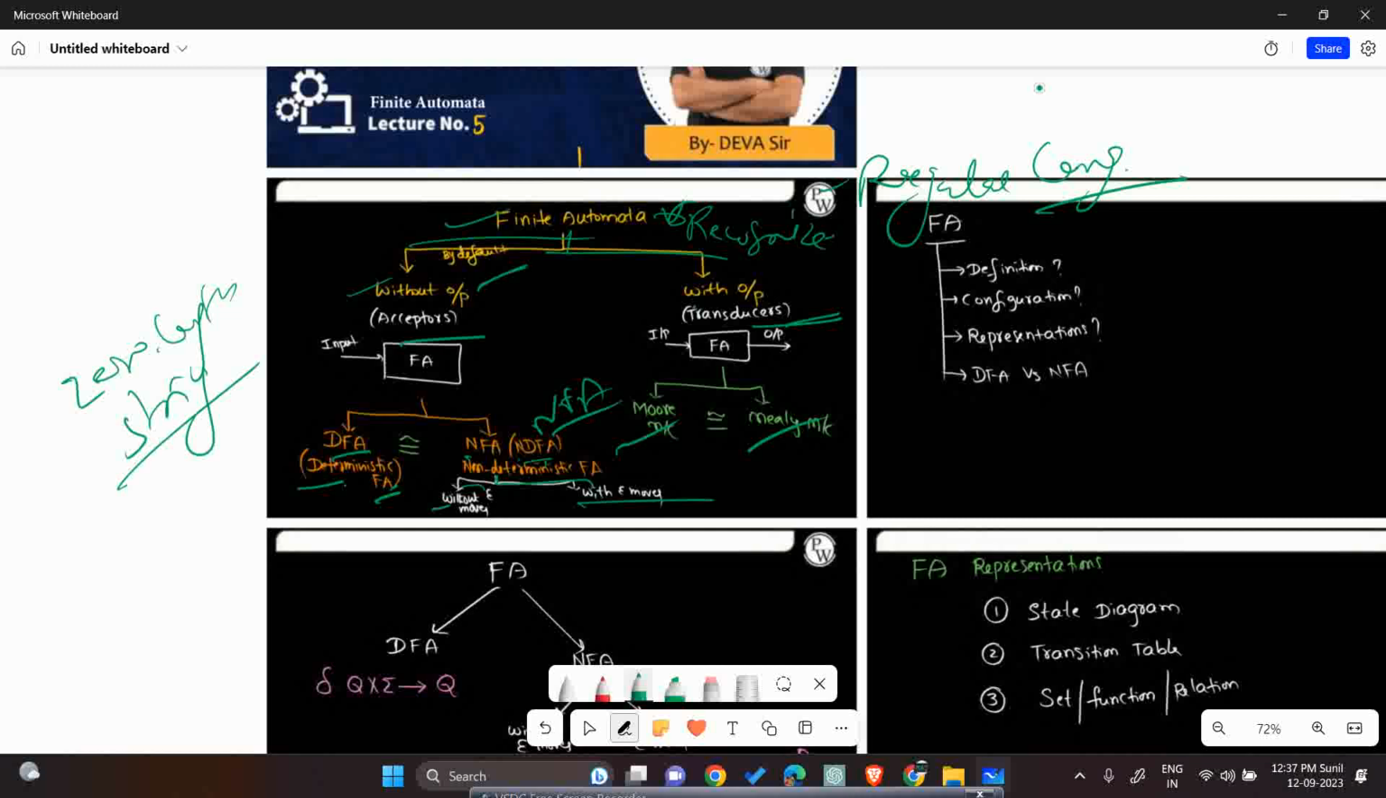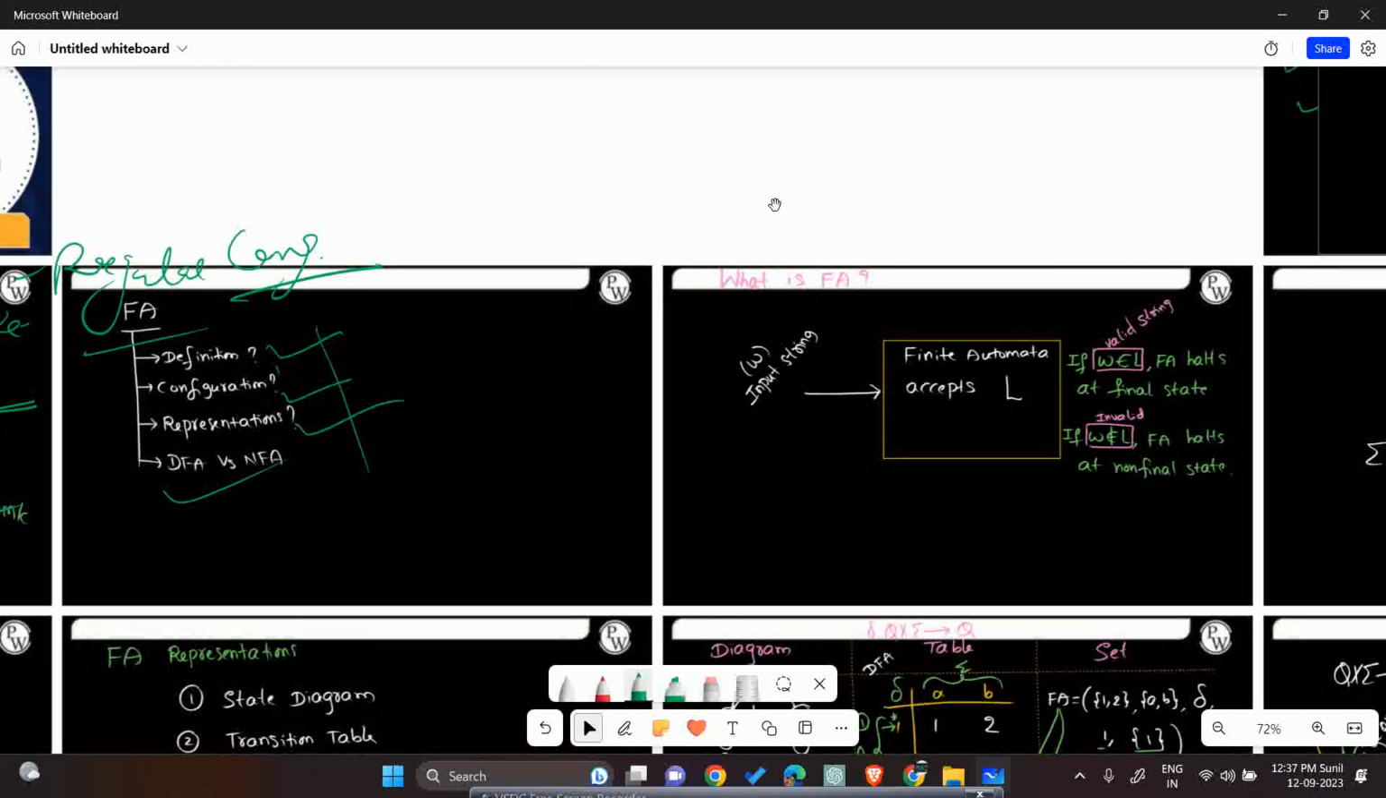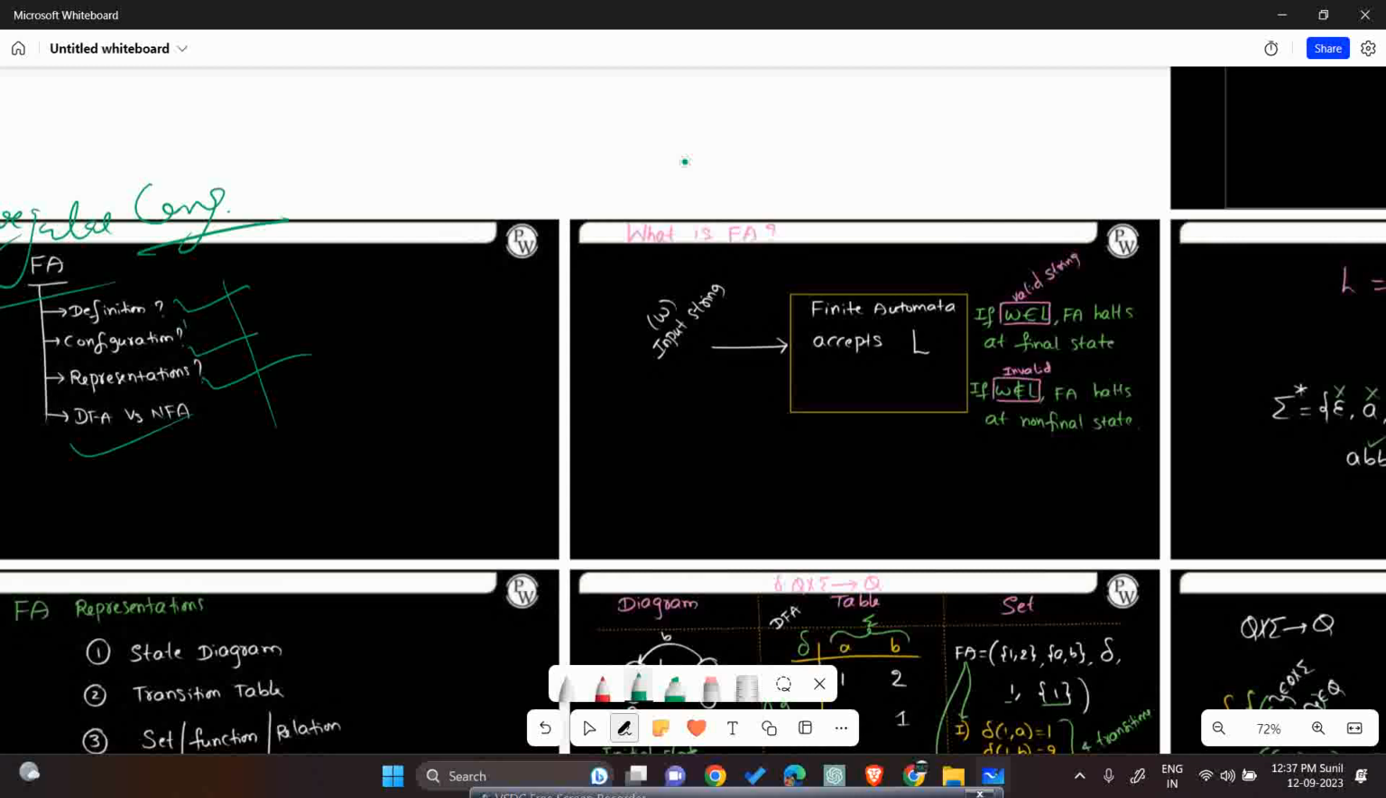So we will start with finite automata first. We'll see definition, configurations, representation, and DFA versus NFA. So let's see what is finite automata.